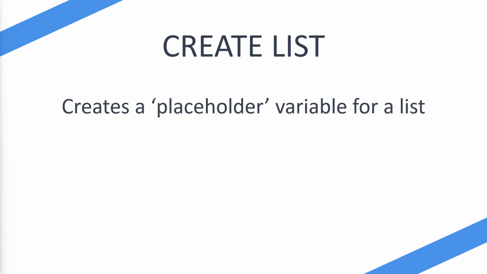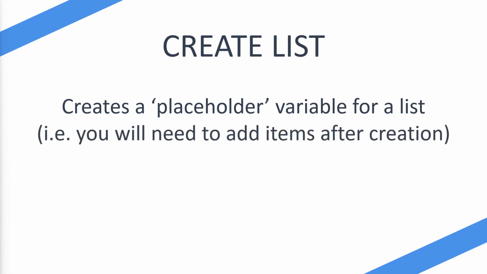So create list creates a placeholder variable for a list. So let's say we're creating a names list. We set the variable name in the create list to names. We then don't have anything in the list. We just have names as a placeholder. So we need to add items to the list after creation.